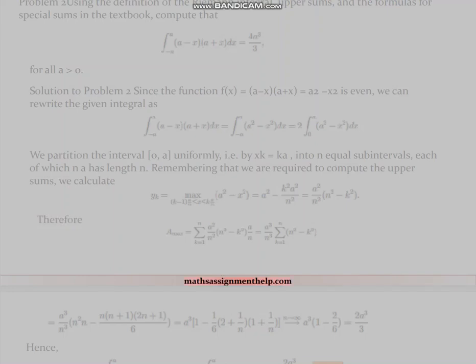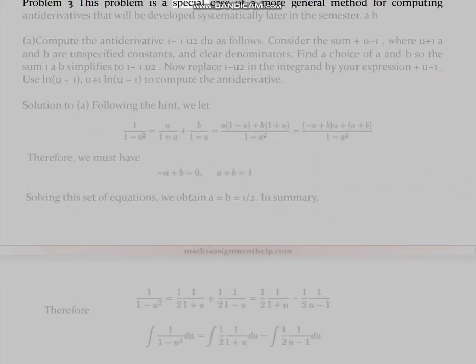Hence, Problem 3. This problem is a special case of a more general method for computing antiderivatives that will be developed systematically later in the semester.